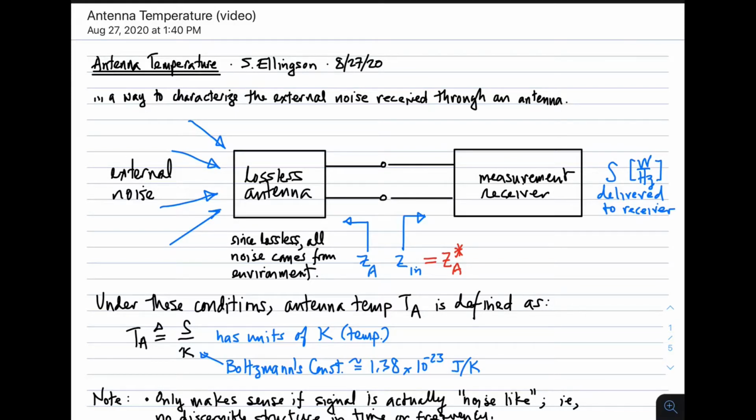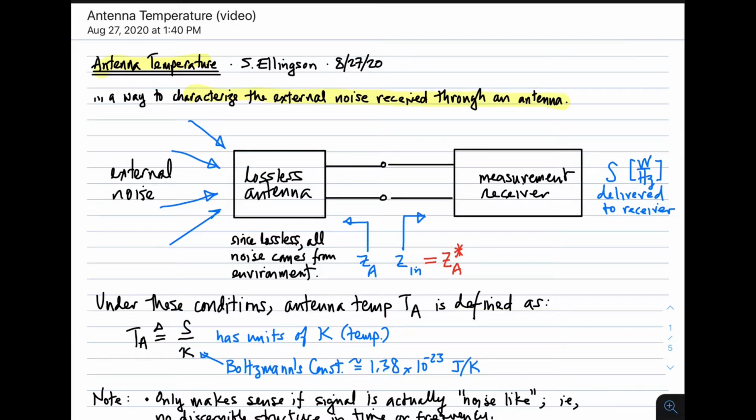Hi, welcome to a lecture on antenna temperature. Antenna temperature is a way to characterize the external noise that's received through an antenna, and it's an important parameter for calculating the sensitivity of a receive system.